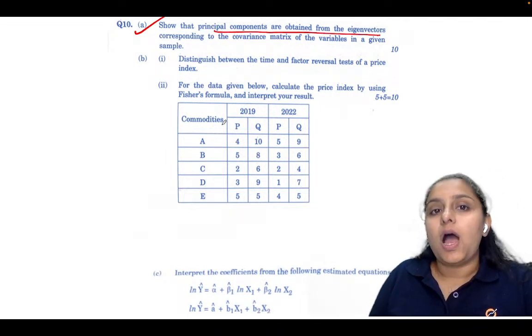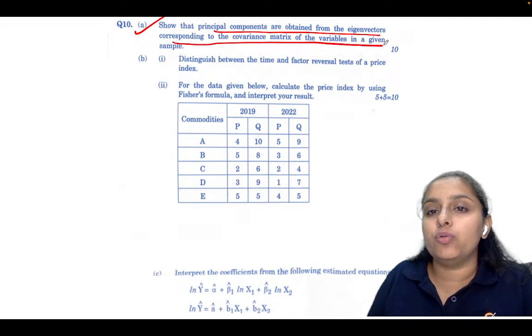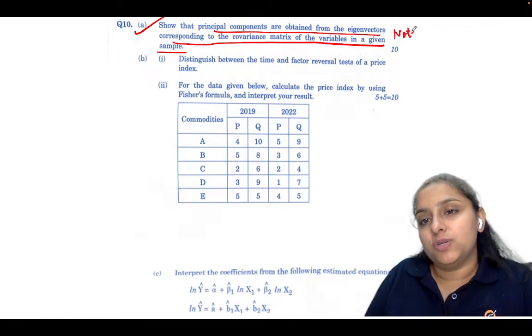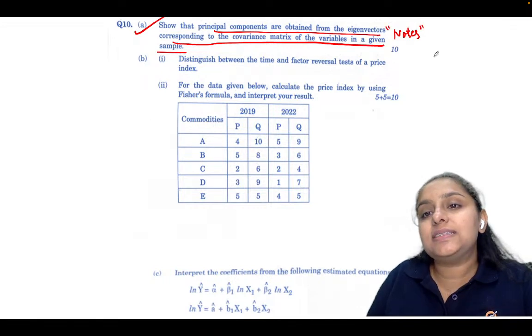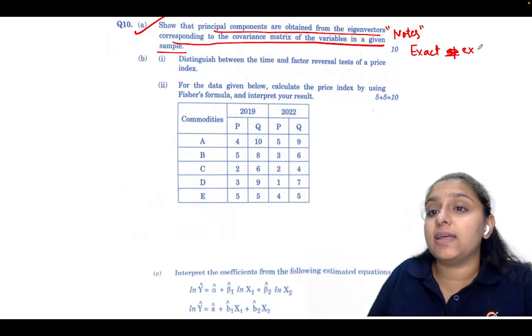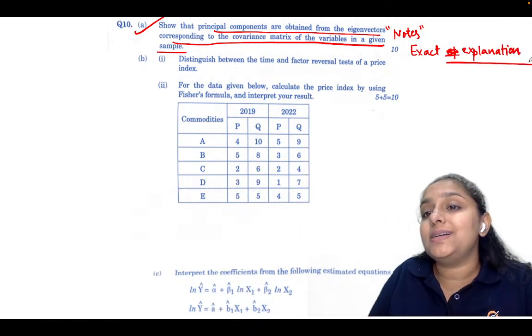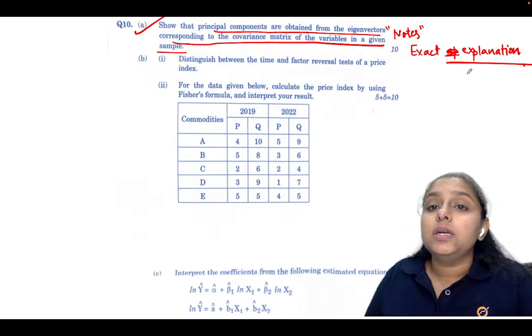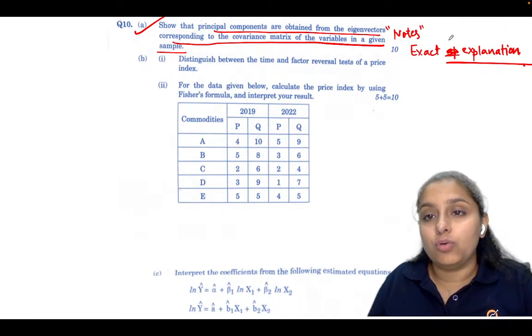This question: how principal components are obtained from eigenvectors corresponding to the covariance matrix of the variables in a given sample. We shared notes with our students, and we shared the exact explanation, literally the exact explanation, that principal components are the eigenvectors corresponding to the covariance matrix.